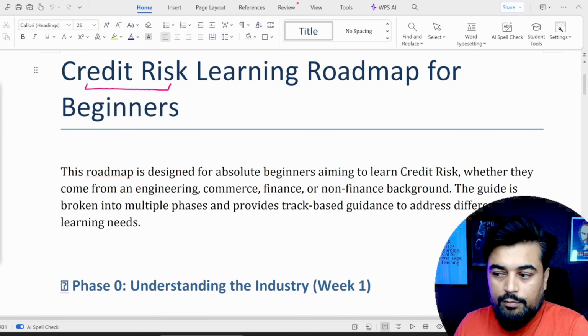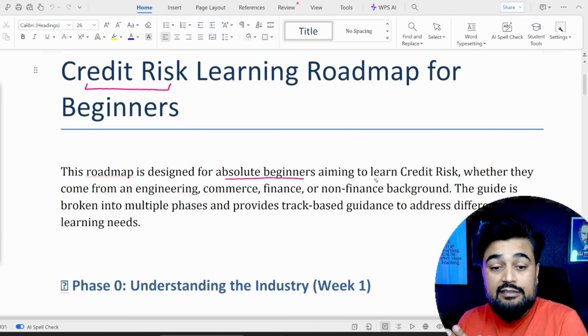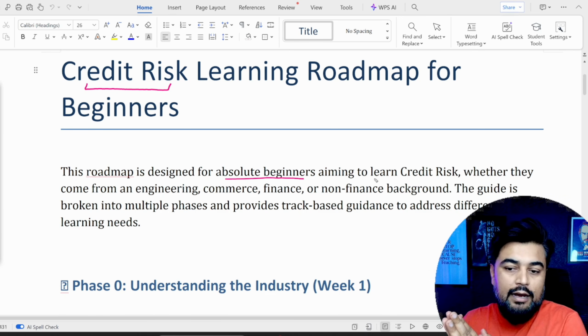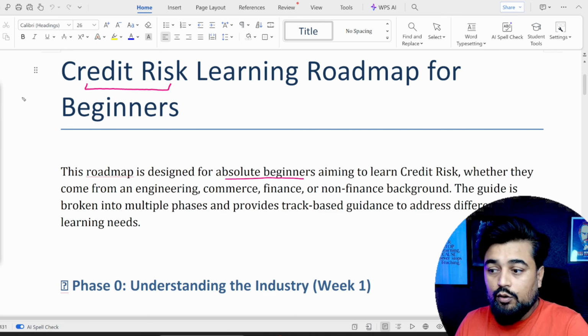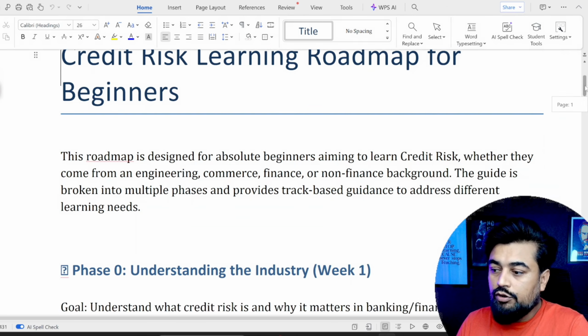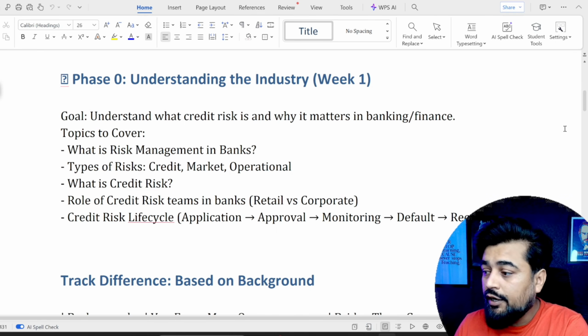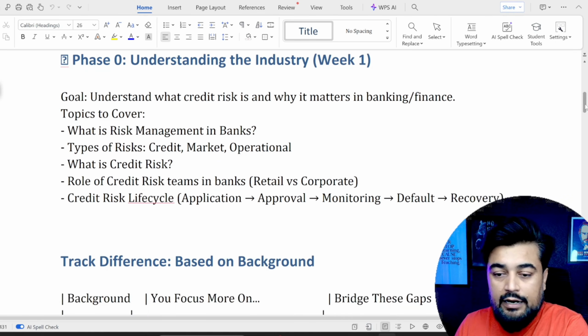So this roadmap is specifically designed for the absolute beginner, aiming to help you learn credit risk, whether you are coming from an engineering background or a commerce background. Both backgrounds have their own set of learnings and challenges, because whichever you come from, you need to be very focused on all the skills, as neither background completes all the skills required for being a credit risk analyst or a modeler.